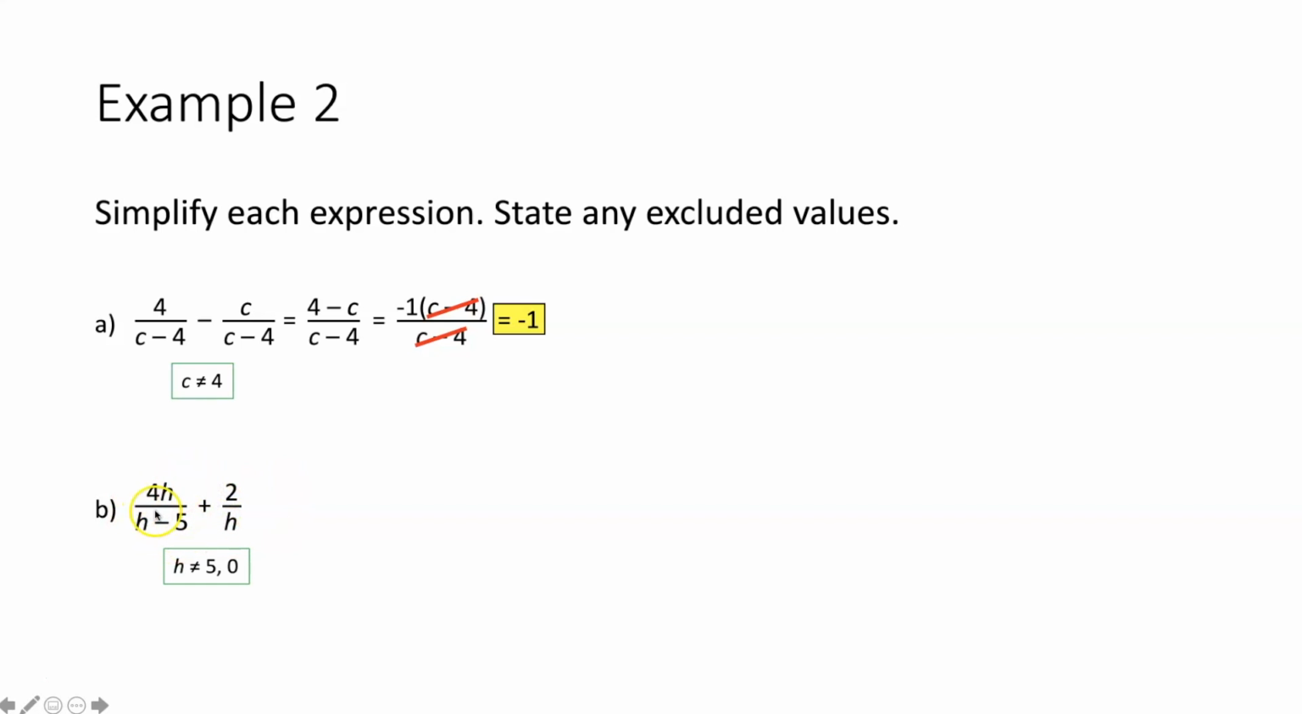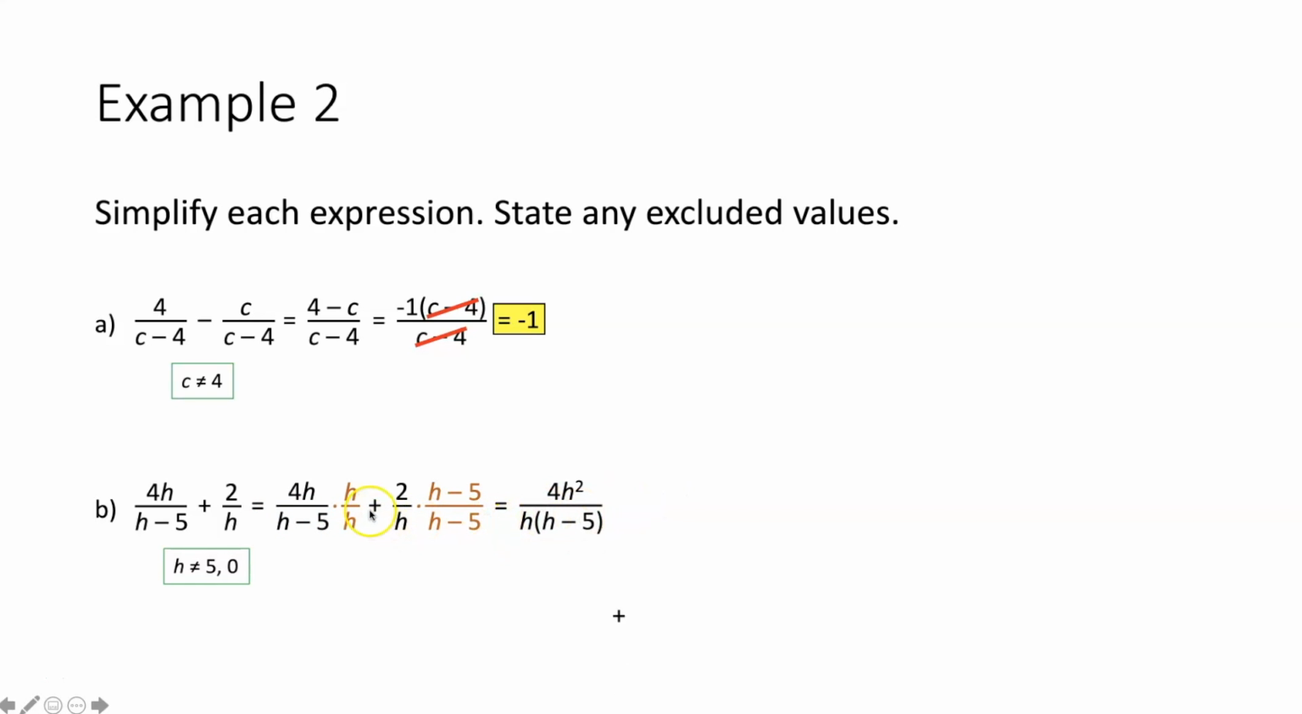And then I'm going to multiply this fraction by h over h, this denominator. That ensures that each of these fractions will have a common denominator. So let's go ahead and do that. Over here, multiplying 4h times h, we get 4h squared. And in our denominator, we're just going to leave that factored out as h times the quantity h minus 5. The reason is because at the end, we're going to hope that something cancels out.